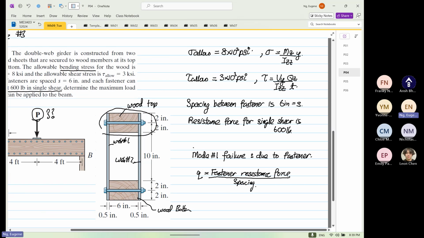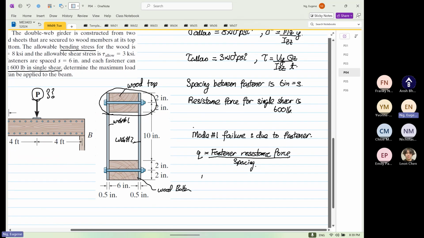If you look at our cross section, this is what? Under double shear configuration. We have Q will be equal to 600 divided by the spacing of 6. And then we are going to multiply by 2 over here. This 2 is due to double shear, because you have a single bolt, and the bolt can either fail on the left-hand side, where I'm drawing now, or on the right-hand side.